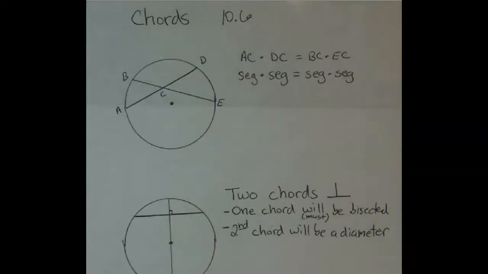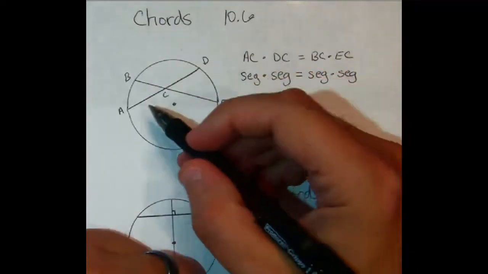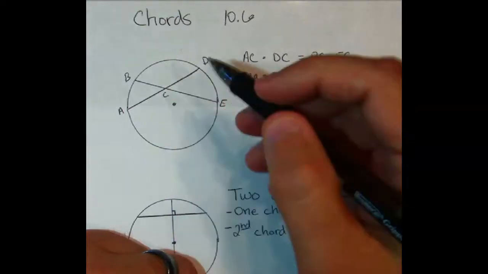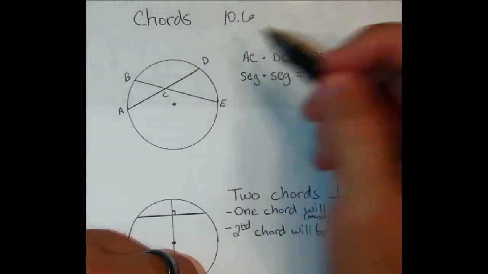I'm going to give you the formulas, and then I'm going to give you an example of each type of problem you are going to see on your assignment. So let's begin with looking at what happens when you have two chords that intersect each other inside of a circle. So here I have chord AD and chord BE, and they intersect.